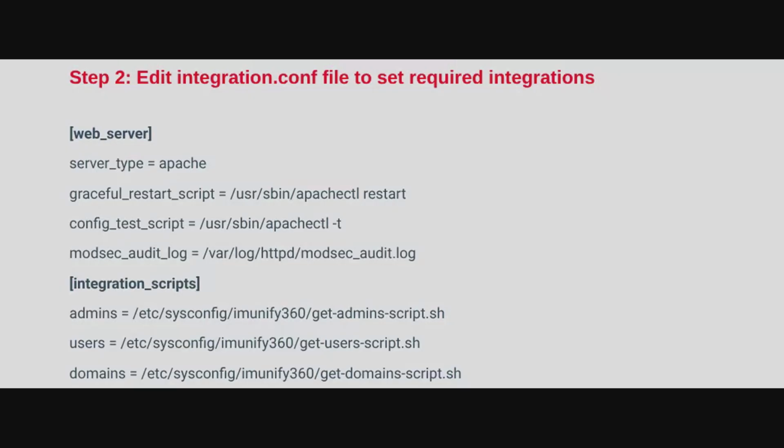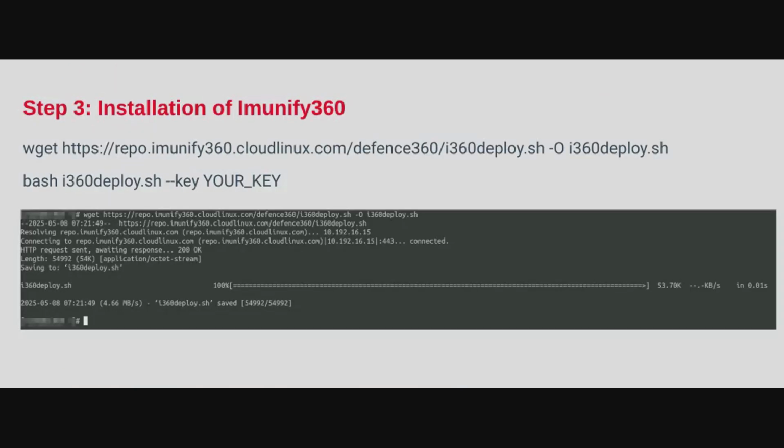Web server section. In this section, you need to put your Apache server's parameters like starting command, configuration testing command, and mod security audit directories. Integration script section. In this section, you need to download and install the integration script provided by Imunify360 and modify it accordingly. Step 3. Installation of Imunify360.